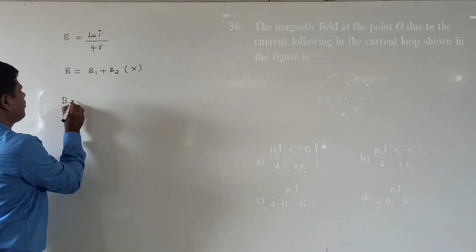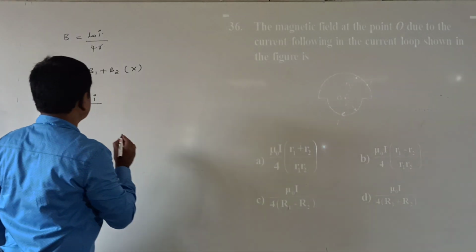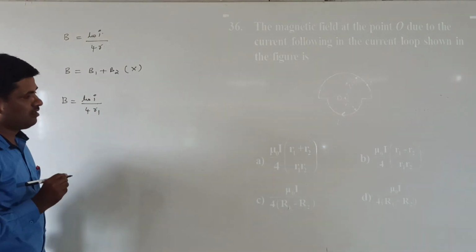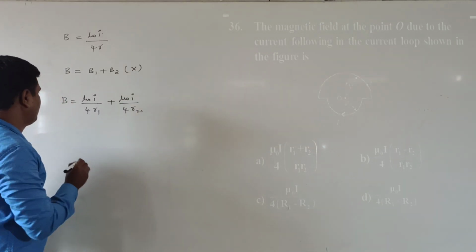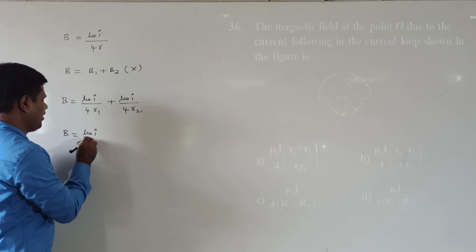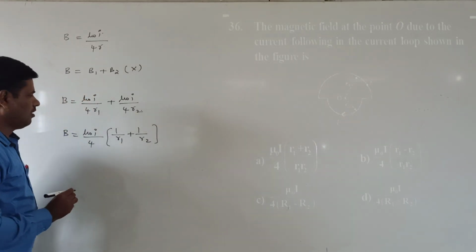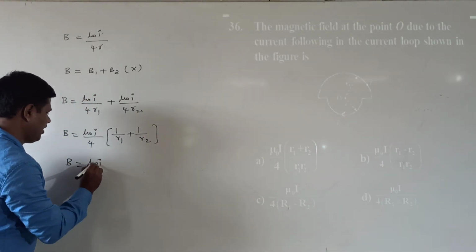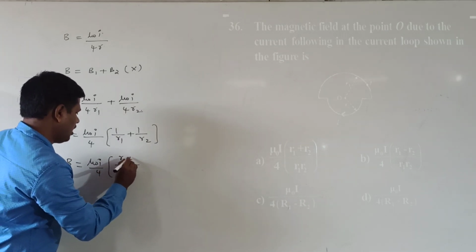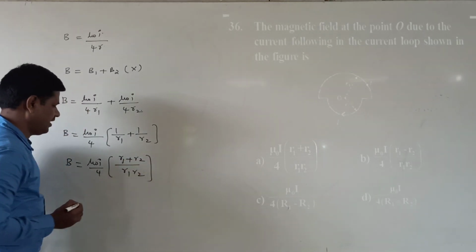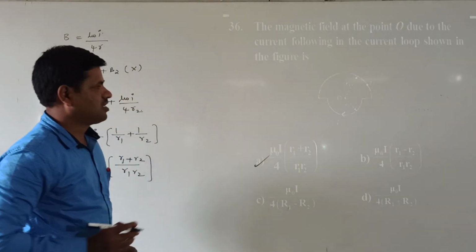Now B is equal to mu naught I by 4R1, the magnetic field due to this arc, whose radius is R1, plus mu naught I by 4R2, the magnetic field due to the second arc. Taking mu naught I by 4 common, the remainder is 1 by R1 plus 1 by R2. So B is equal to mu naught I by 4 into (R1 plus R2) by R1 R2. Which option is correct here? Option A is correct.